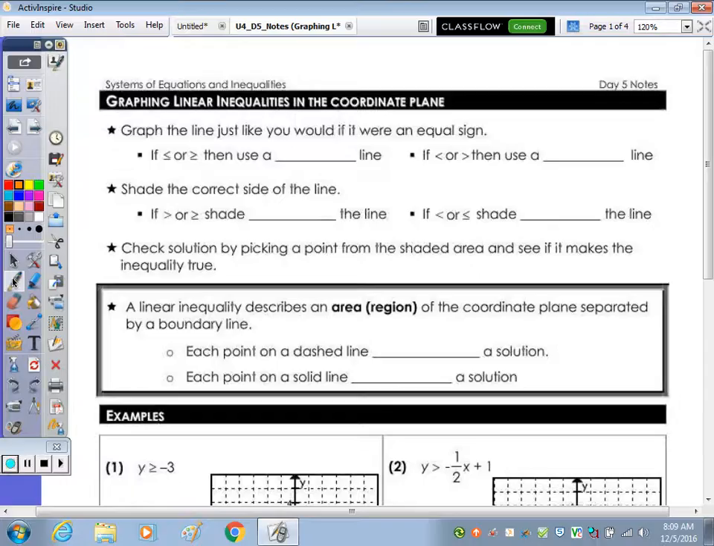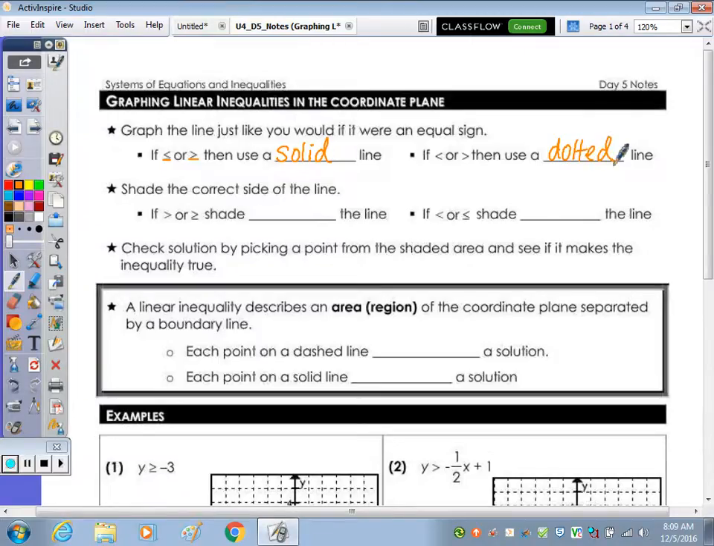If you have a less than or equal to or a greater than or equal to, the key part of both of those symbols is the equal to. If you have one of those symbols, then your line's going to be solid. If you don't have that equal to symbol or part of the symbol, then you're going to use a dotted line.